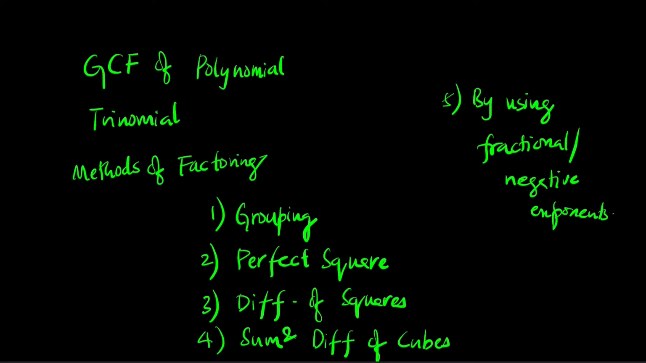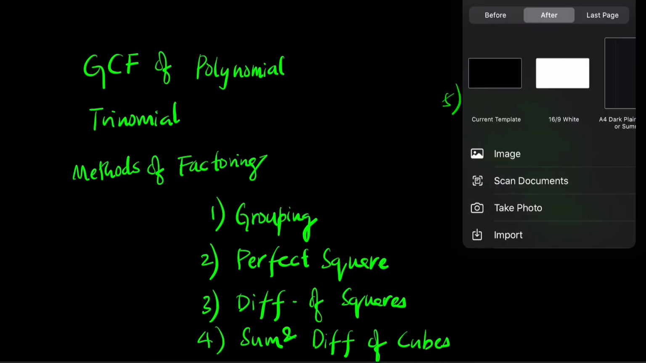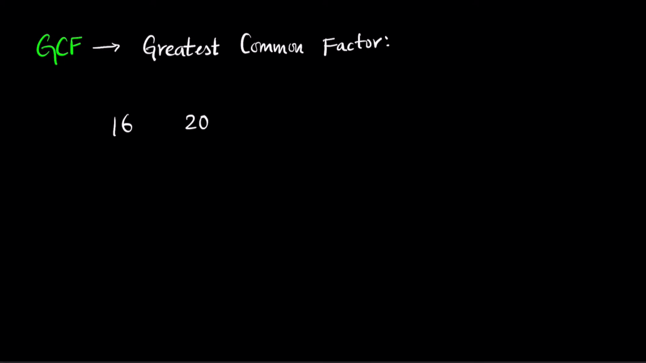So let's start with the first one, GCF of the polynomial. GCF is the short form for the greatest common factor. So what is the greatest common factor? For example, when you take two numbers, let's say 16 and 20, and I want to find the GCF, what does it mean? The name itself says what it means. It's the greatest common factor for both the numbers. So what is the greatest number that you can divide both the numbers by and still get an actual integer without having a remainder?